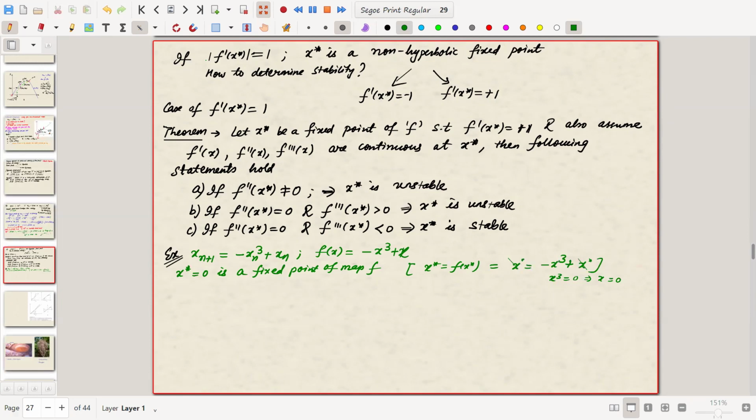Okay. Now I want to analyze, is this fixed point stable or unstable? So from your previous theory, what do you do? Take the derivative of the map f. What is f of x? It equals minus x cube plus x. Now I am asking you, what is df by dx, that is f prime of x? That equals minus 3x square plus 1, isn't it? Fine. Now I am asking you, at x equals 0, which is the fixed point, what is f prime of x?